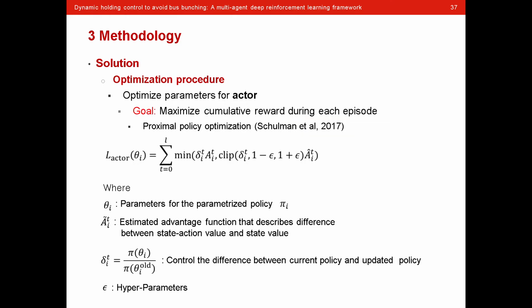And we optimize parameters for actors based on proximal policy optimization, published in 2017. And we can maximize the cumulative reward during each episode. This is a natural optimization problem in policy optimization, so we do not have a detailed introduction here.